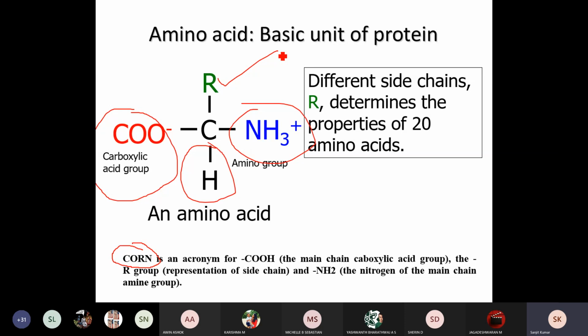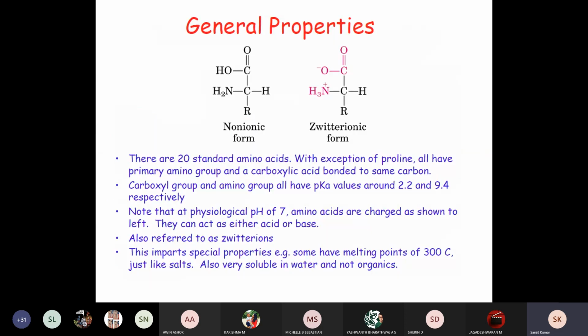You know there are 20 amino acids, some essential and some non-essential. I am not going to discuss all these things here. One thing you should always remember, which may come up sometime during the course: the carboxylic group pK value is 2.2, sometimes 2.3 or 2.4 in some books, and the amino group is 9.4 or 9.2. We have to remember these few things.